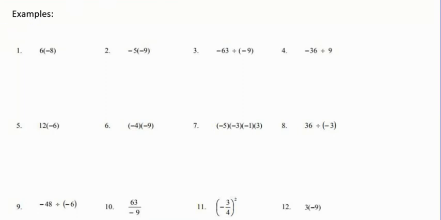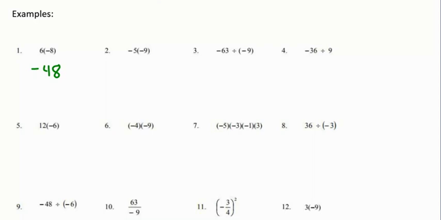So here, if I have a positive 6 times a negative 8, remember when a number is touching parentheses, it also means multiply. So 6 times negative 8, I have one negative and one positive, so my answer is going to be negative. 6 times 8 is 48. I really encourage you guys to pause the video and try some of these problems before we go through them together.